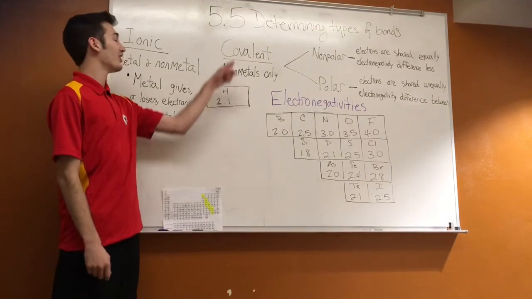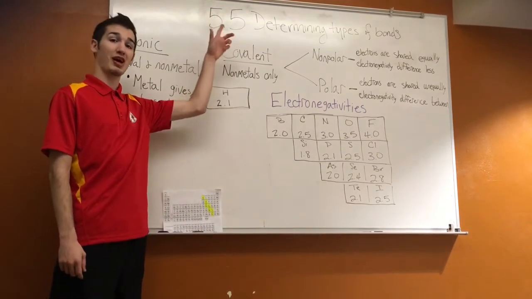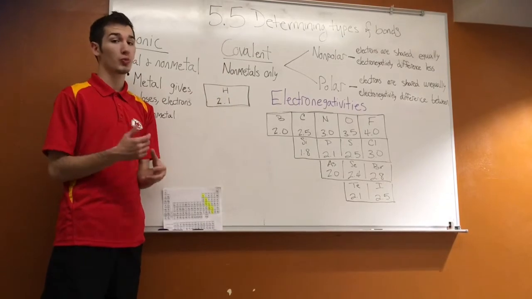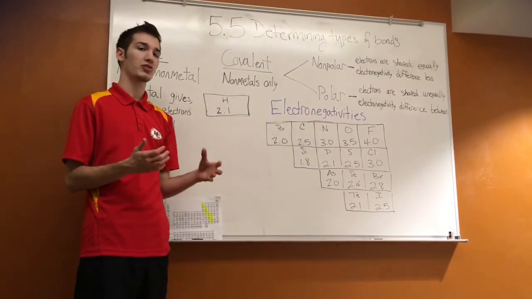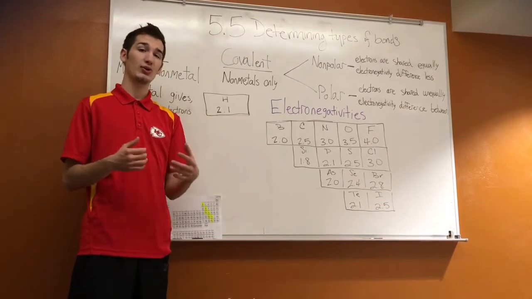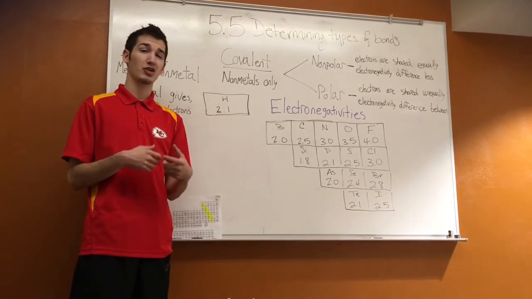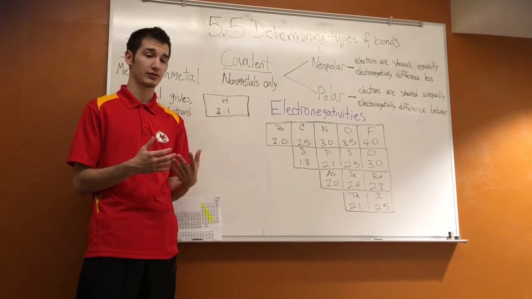What's up, guys? Today we're going to be looking at objective 5.5, which is determining types of bonds. So our essential question today is, how can we look at two elements bonded together and determine what type of bond they have?